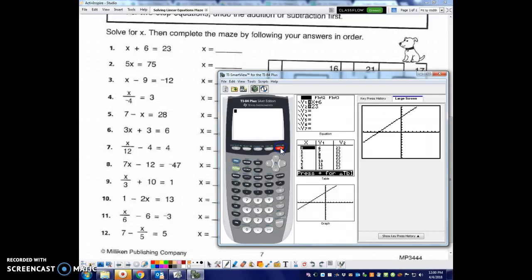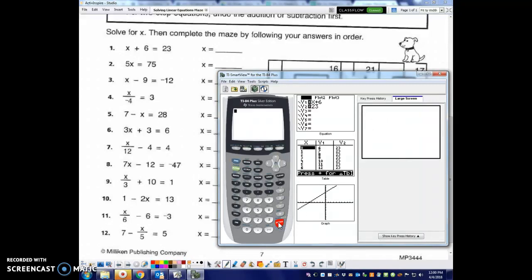Oh, where'd it go? Graph. Second trace 5. Enter, enter, enter. Oh, hold on. I think it's because I'm pushing my buttons too fast. Try again. Enter, enter, enter. Okay, so it says that I can't find it.